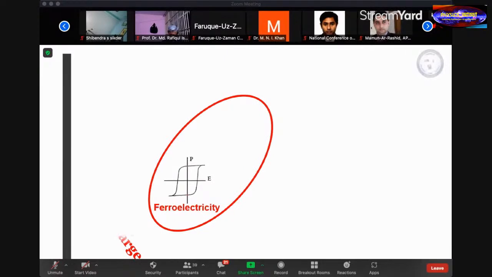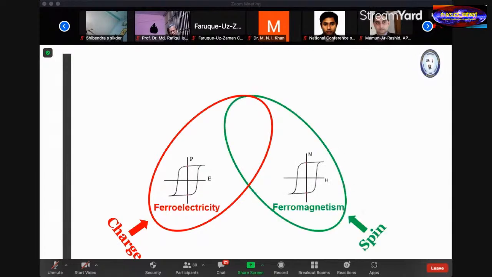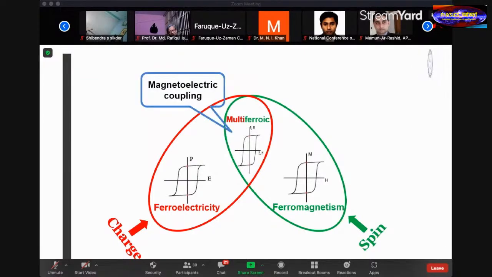If we consider this is a charge, and it is electrically polarizable, that is, if we apply an electric field on it, we can get polarization. And this is a spin, which is magnetically polarizable. That means if I apply a magnetic field, then we can get magnetization. The common space is called multiferroic. Here we can tune the polarization by applying a magnetic field, and we can tune the magnetization by applying an electric field also. So here we can also see the magnetoelectric coupling.